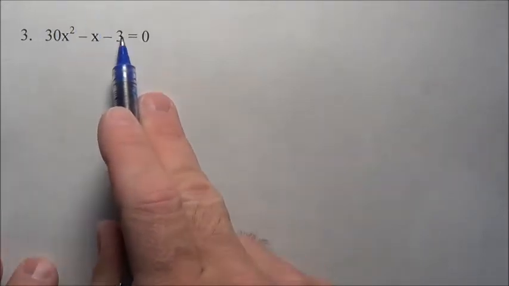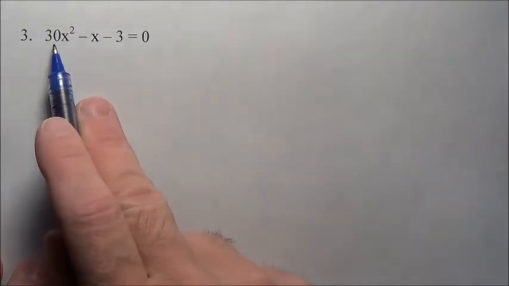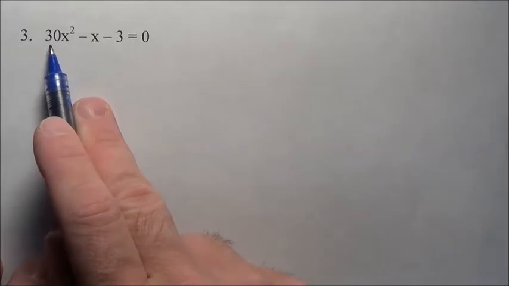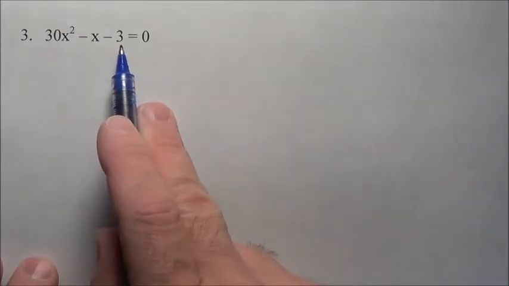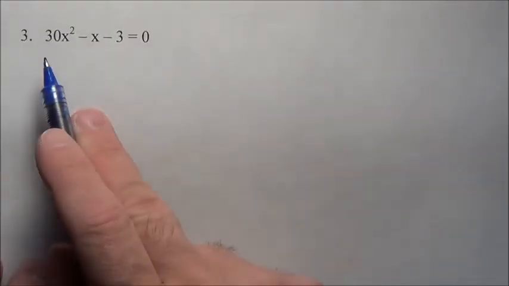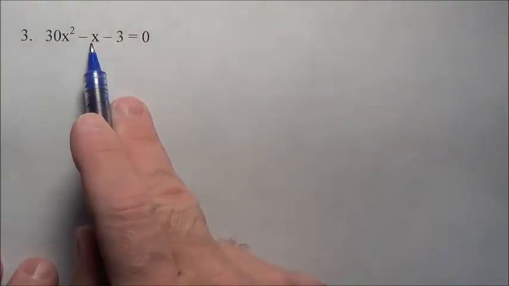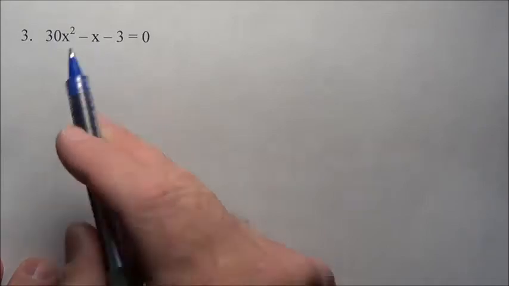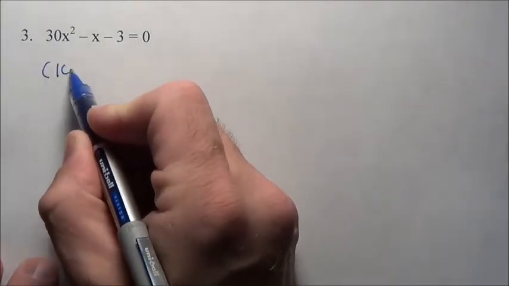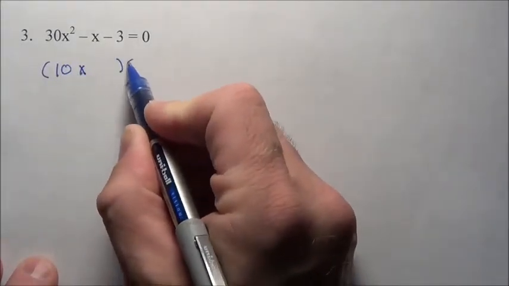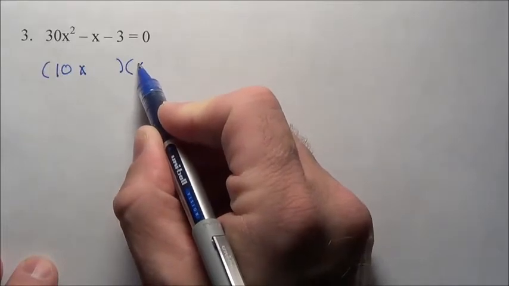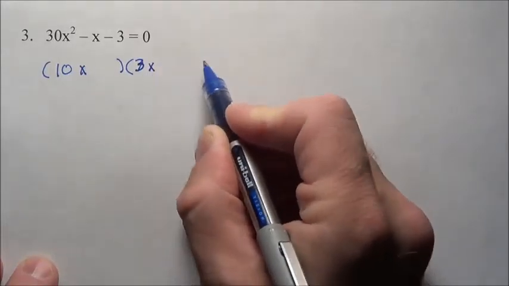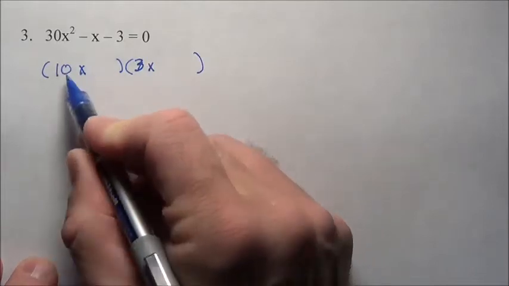Now you could bust B, but I notice, hey, for a 30 there's a 10 and a 3, and for 3 there's 3 times 1. That 3 and 3 together would make a 9, and the 10 and 1 would make a 10, and the difference would be 1. So I can sort of see that I'm thinking this is going to be a 10x and then 3x here. So that creates my 30x squared.